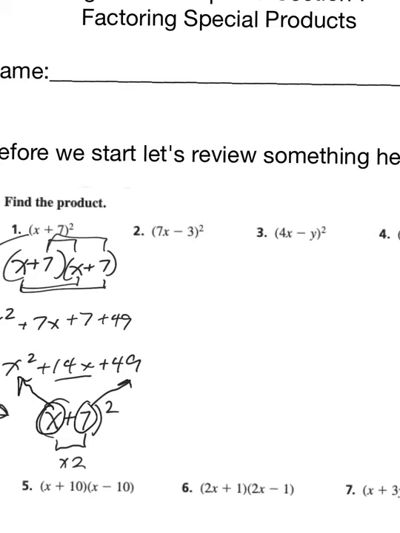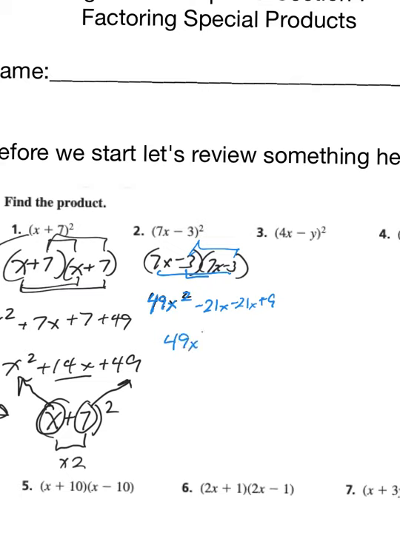Anyway, let's go to this number, 7x minus 3 times 7x minus 3. All right, 7x times 7x is 49x squared. I should probably change the color of this pen for now just so I can distinguish from what's going on next to it. And then I multiply the outsides, I get minus 21x. I do the insides, I get another minus 21x. And then the outsides gives me the positive 9.